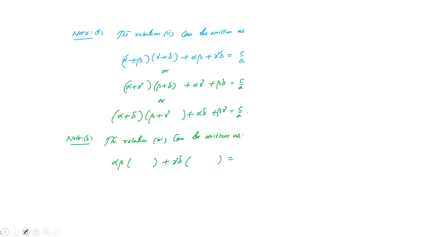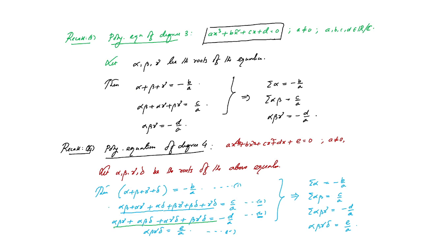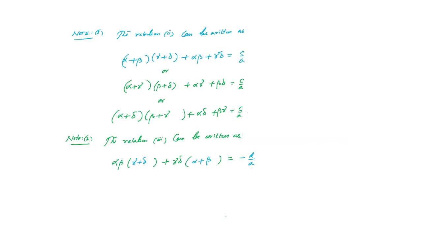So when you take the product alpha beta, in that case we take the sum of the other two. That means you will write here gamma plus delta, alpha gamma delta, and you will take alpha plus beta. So that will be minus d by a. Just see here, this one.